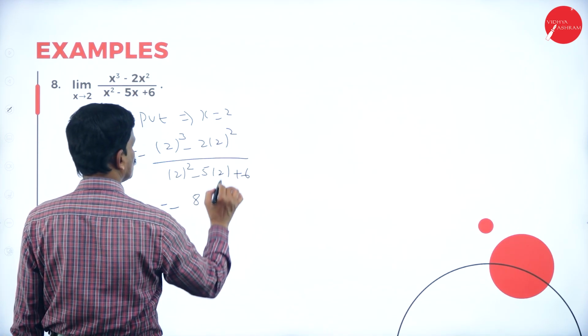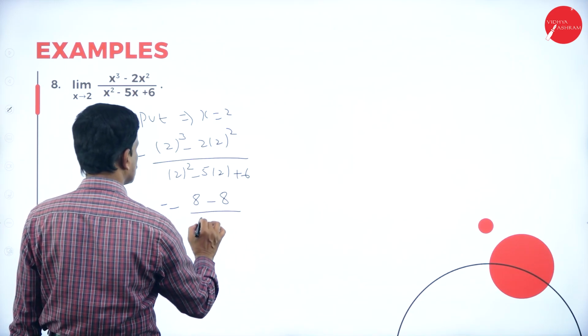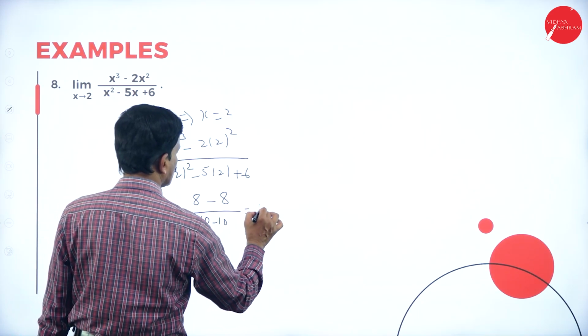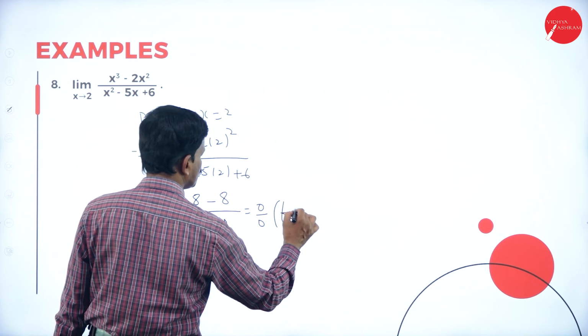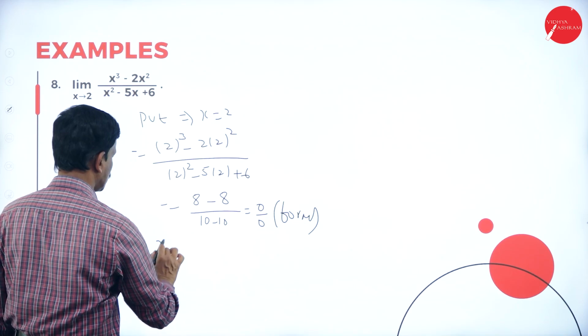2 cube is 8, 2 square is 4, 2 fours are 8. In the denominator, 2 square is 4, 4 plus 6 is 10, minus 10. We will get 0 by 0 form, which is an indeterminate form. Again factorize the numerator and denominator.